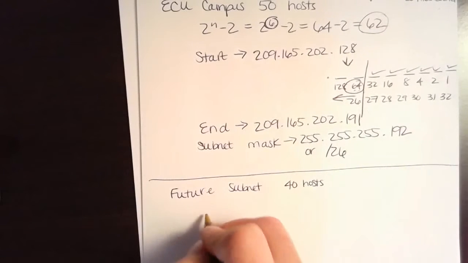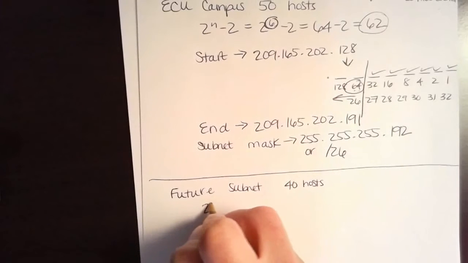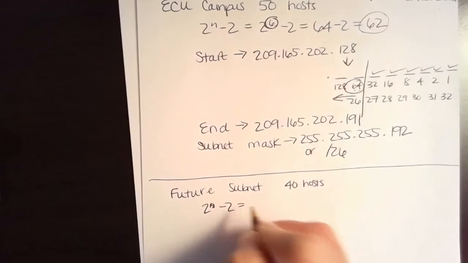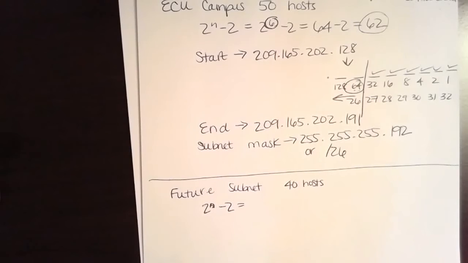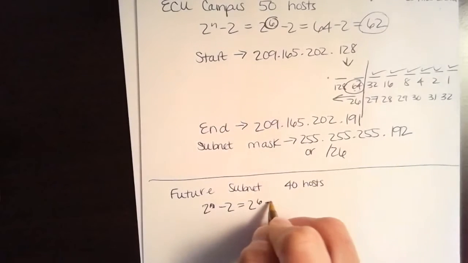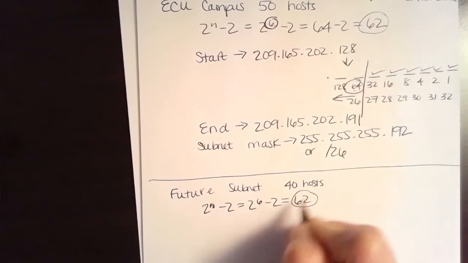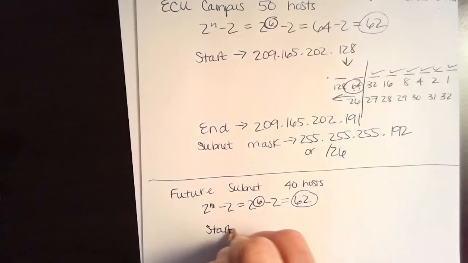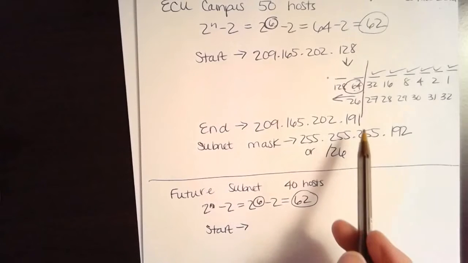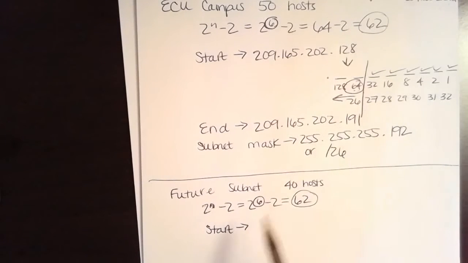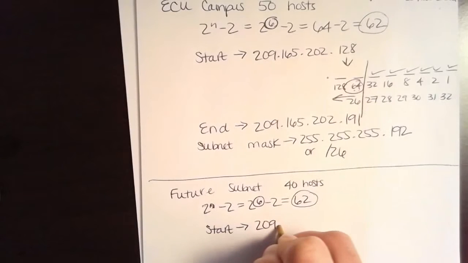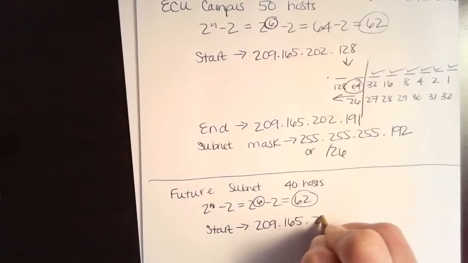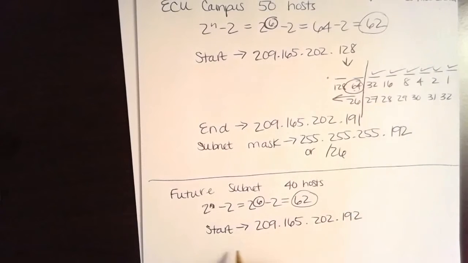Okay, so our formula, 2 to the n minus 2. We're going to use the exact same borrowing because of the number we need here. 2 to the 5 is only 32, so we still need to do 2 to the 6 minus 2, which equals 62. So we're still borrowing 6 here. So our starting address again is going to be 1 after where our ending was. Our ending previously was 191, so we're going to go to 209.165.202.192.